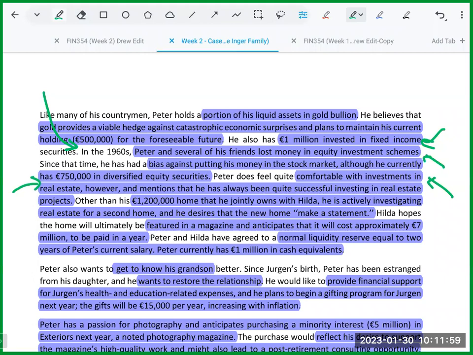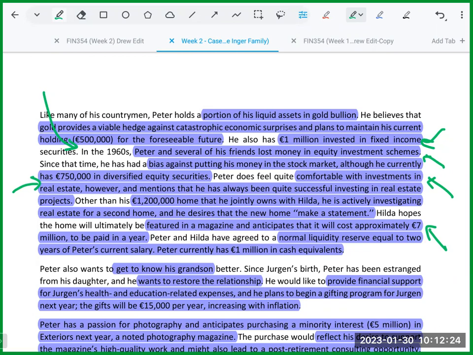He hopes for this home to be featured in a magazine. He anticipates that it will cost 7 million to build the home. So you have a cash outflow. And remember, this cash outflow is a one-off outflow. So we need to consider whether he has enough money to even pay for this 7 million that year.